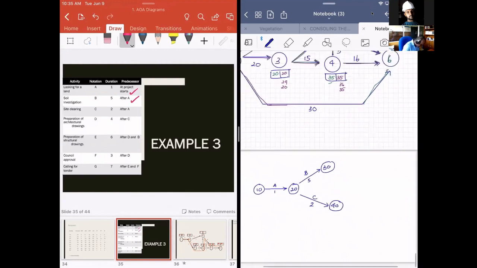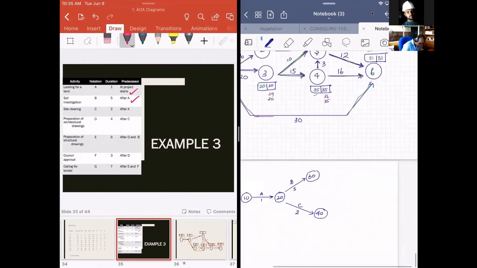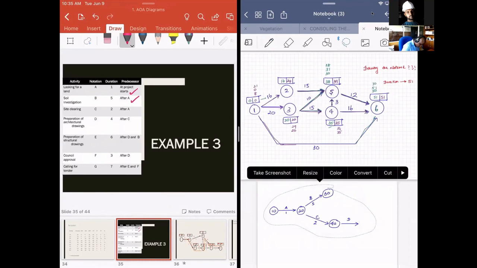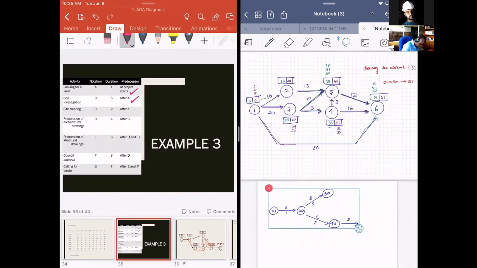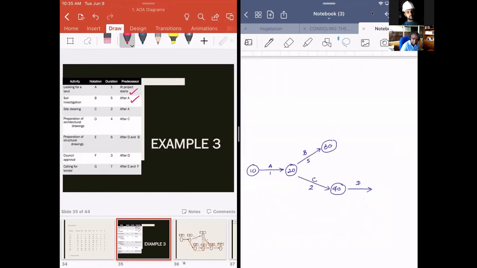The next one. D should be after C. I have drawn a little larger, so I'll make this small. D should be after C. The duration is 4.